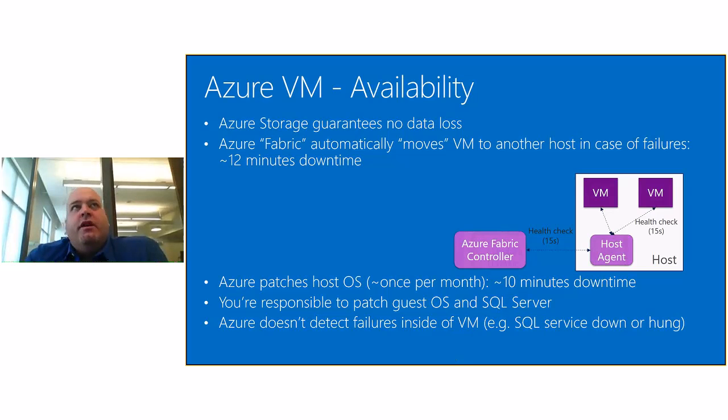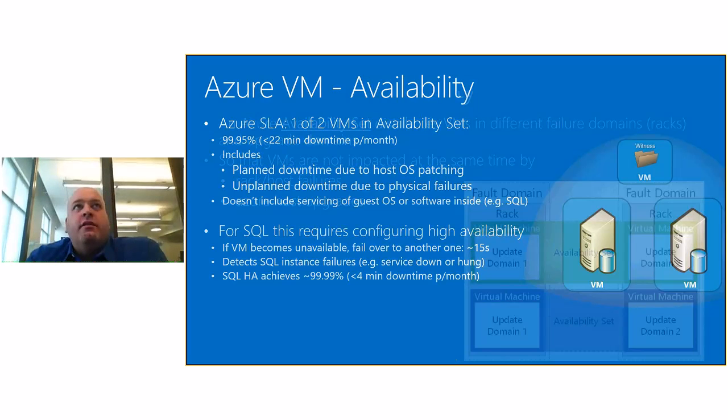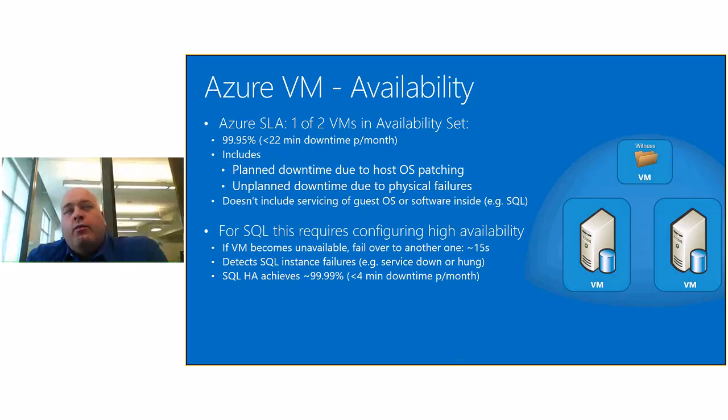As I mentioned in the previous slide, there's something called an availability set. Think about this logically as two different racks. You would take your host, and you would have each host in a different rack. We allow you to do this in the Azure Virtual Machine using a product called the availability set. The virtual machines are not impacted at the same time when there's a rack or host failure, or you're doing an Azure host upgrade, which does occur. Once it's in the availability set, one of two VMs, we do the upgrades from one to the other and do the failover.